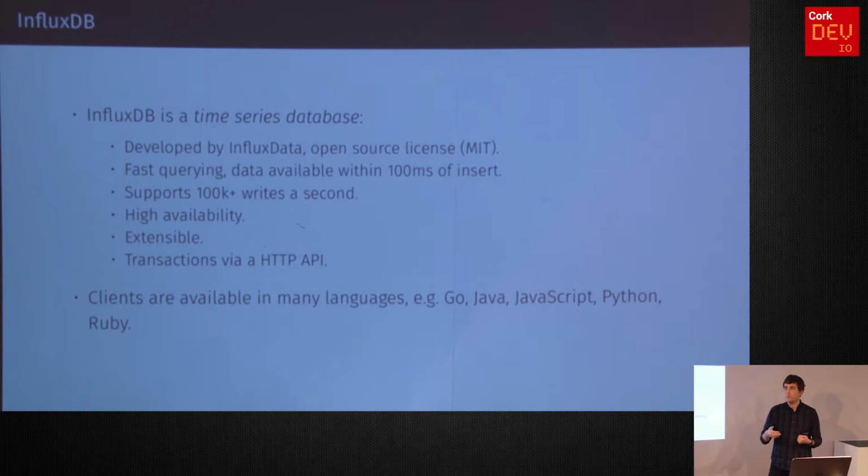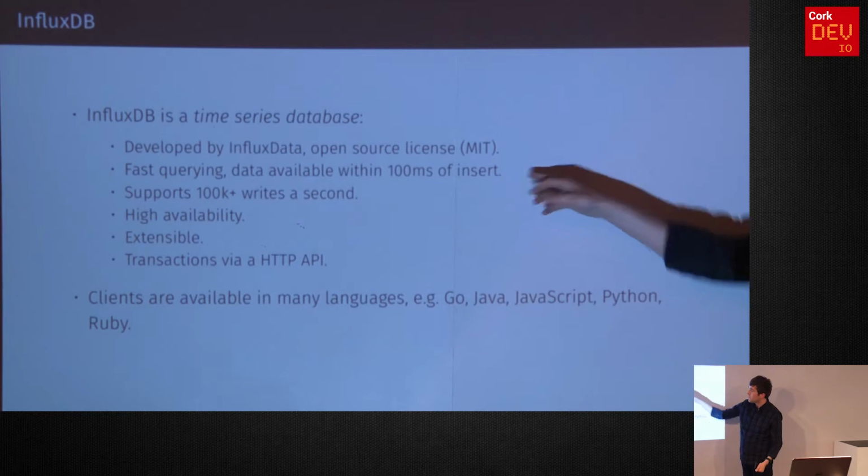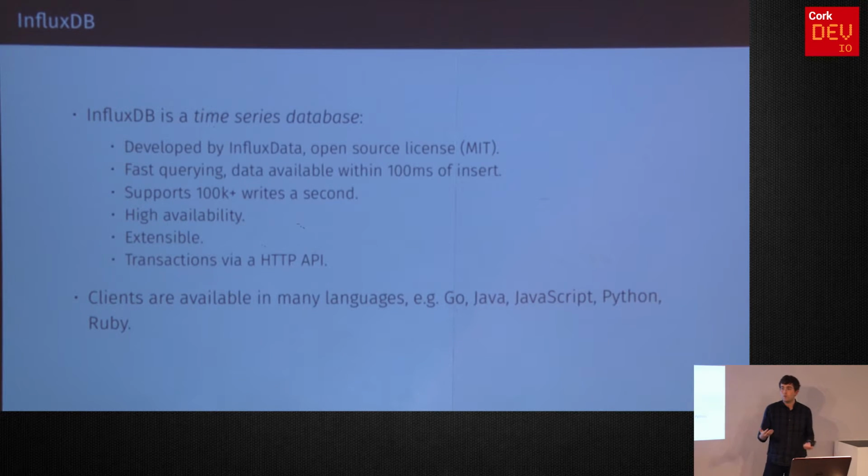So they're not interested in storing big JSON blobs. They're not interested in storing geographic data or images or anything like that. They only want to store metric data with timestamps. I'll give you an example of what that looks like in a second. So the whole purpose of this basically is to provide really, really fast querying. Your data is available supposedly within 100 milliseconds of you doing an insert statement.